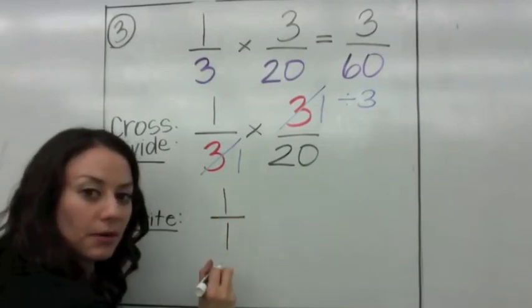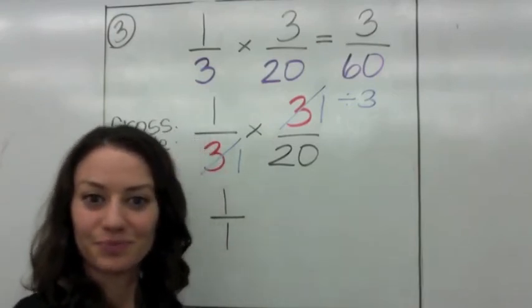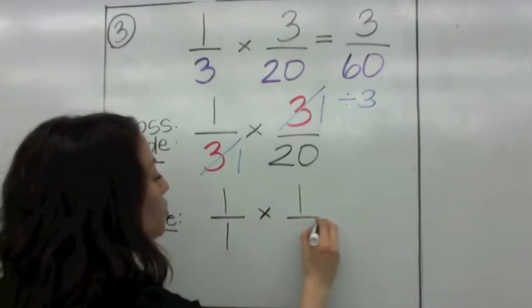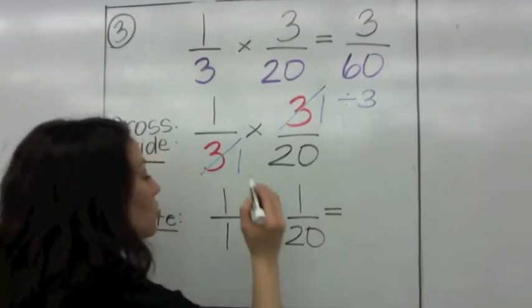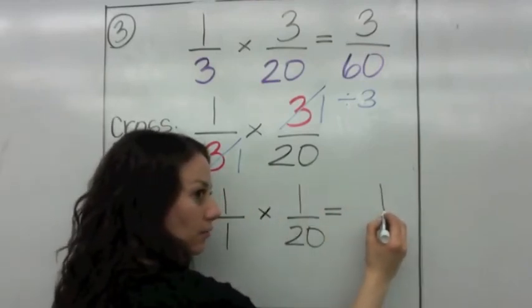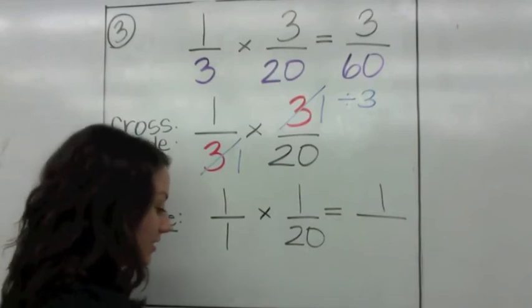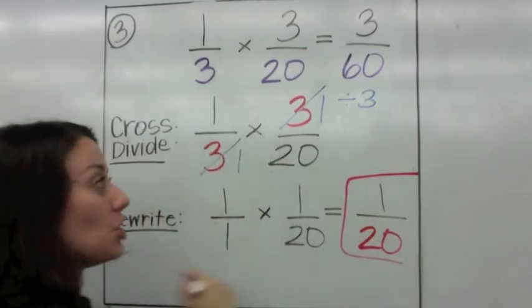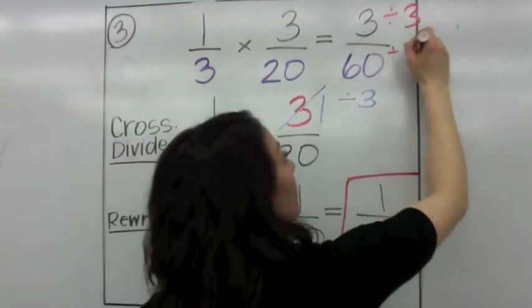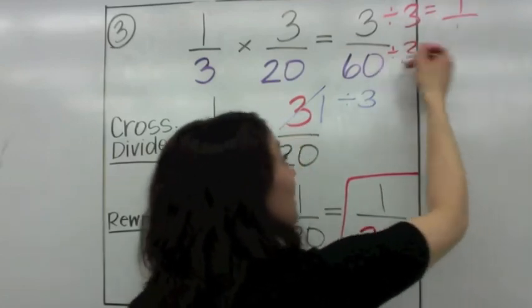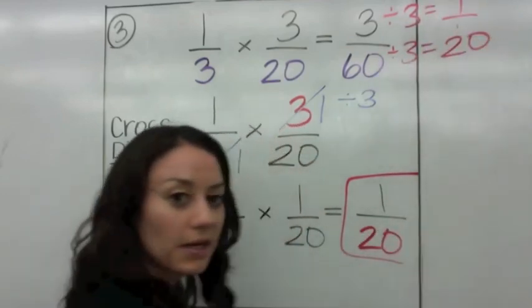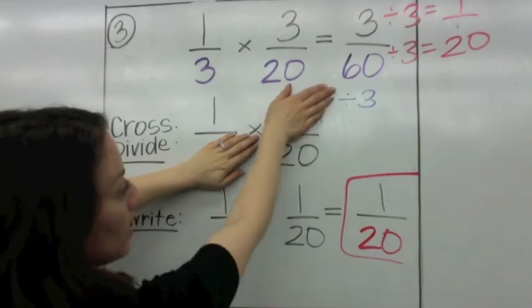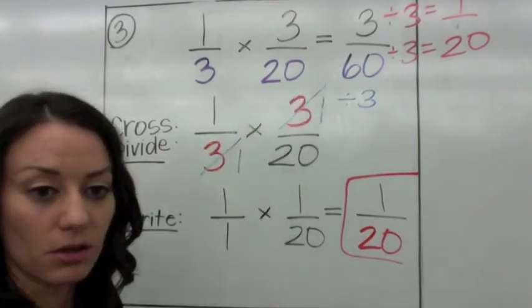What is 1 divided by 1? 1 divided by 1? You know it, don't you? It's 1. And then you multiply it by 1/20. Okay, so 1 times 1 is 1, right? And 20 times 1 is 20. Okay, so this is 1/20. Again, you could find this by dividing by 3. 3 divided by 3 is 1, and 60 divided by 3 is 20. Okay. But this is a simpler way because you could cross-cancel out the 3's, watch, to get 1/20. See it? 1/20. All right, write that down.